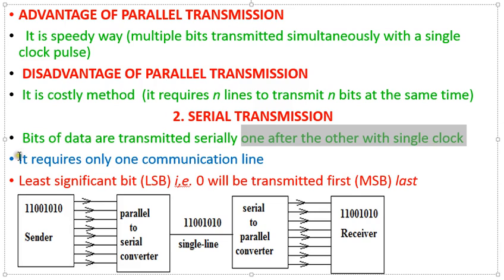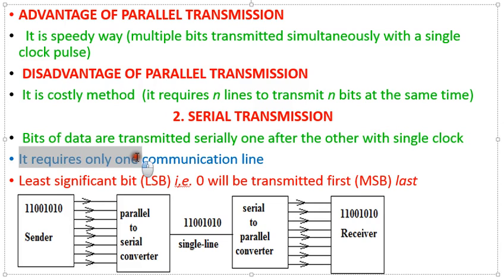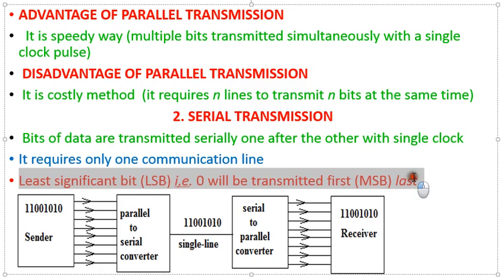And if you look at this, it means we need only one communication line. Yes, because only one bit is transmitted at a time, therefore we need only one line that will be transmitting those bits one after the other. And how the transmission starts is that the least significant bit will be transmitted first, and then the most significant bit will be transmitted last.